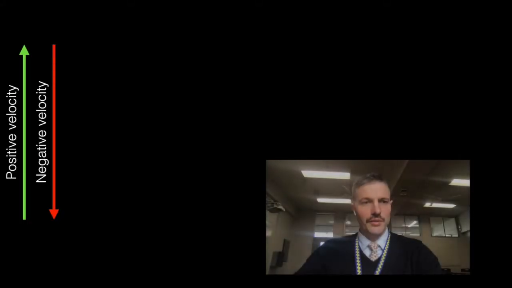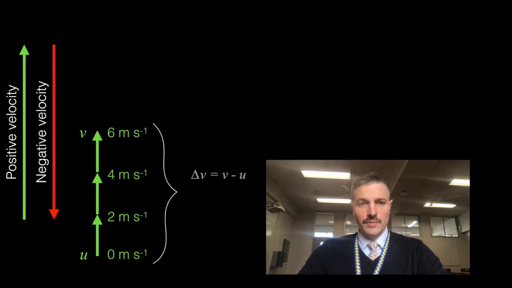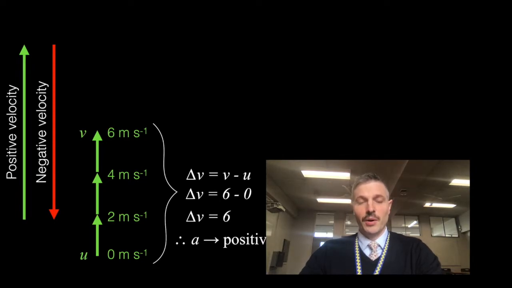So we've still got our positive and negative velocities going forwards and backwards. As you can see here, I've increased from an initial velocity of 0 to 6 meters per second. If I were to put this into my change in velocity formula, which as you might notice is a little component of the acceleration formula, where v is my final velocity of 6 and my initial is 0, my change in velocity is 6. Therefore I'm going to have a positive value, because if I divide that by any time value, it'll be a positive value.